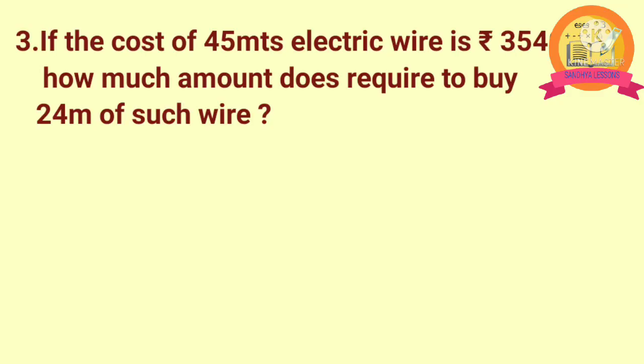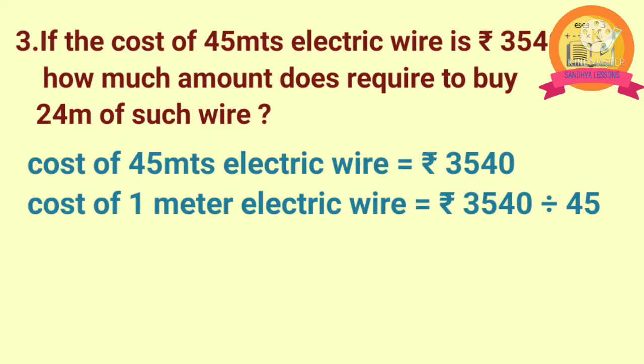Third problem. If the cost of 45 meters of electric wire is 3,540 rupees, how much amount is required to buy 24 meters of such wire? In the question, the cost of 45 meters of electric wire was given and we have to find out the cost of 24 meters of such wire. Solution. Cost of 45 meters electric wire is equal to 3,540 rupees.